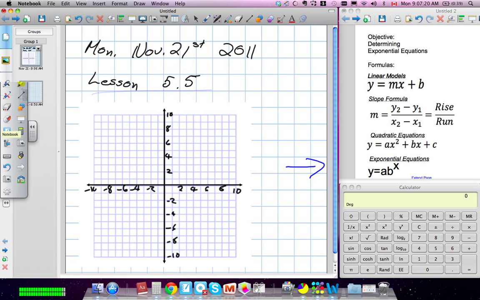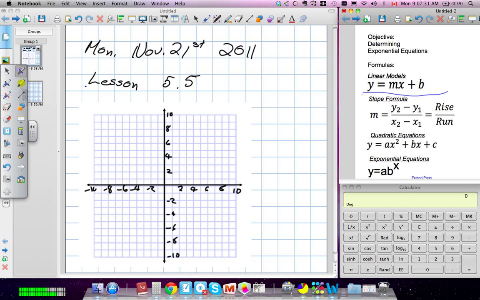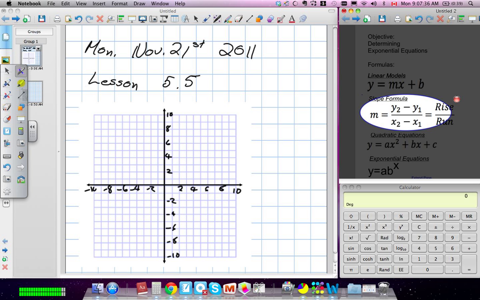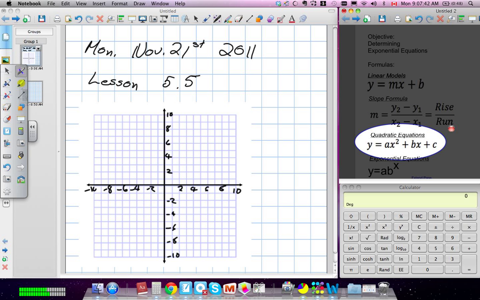The last two lessons we have been working with, we dealt with linear models. And you guys need to know your slope formula for linear models. Then the last lesson we dealt with quadratic equations. And today we're dealing with exponential equations.